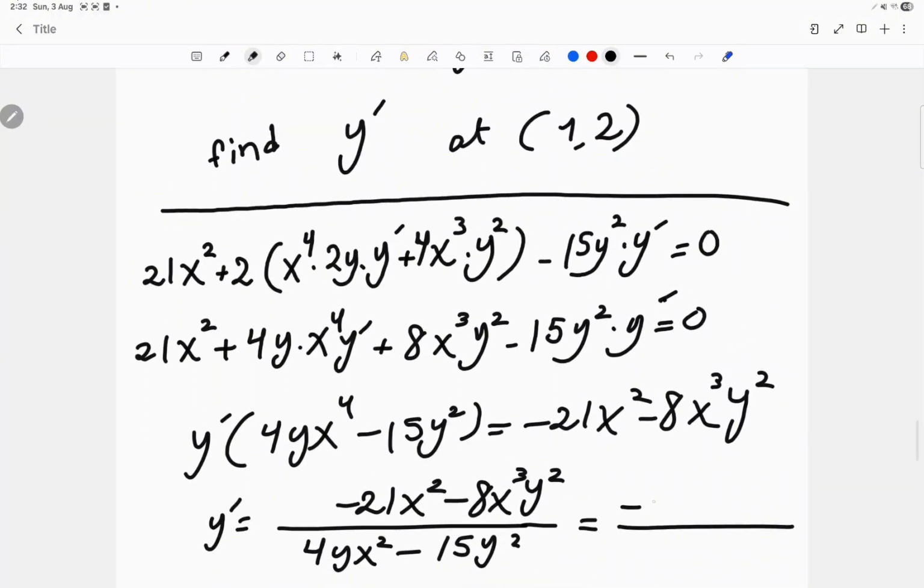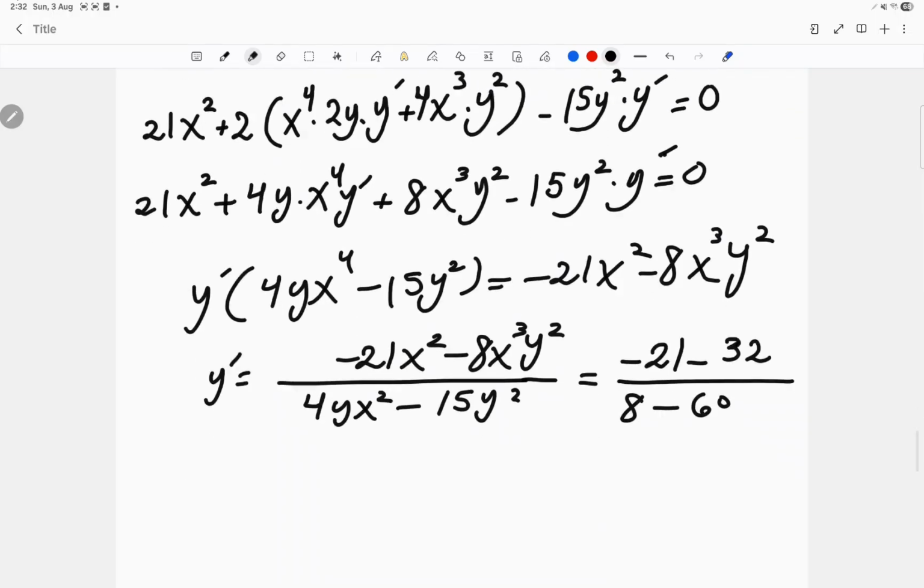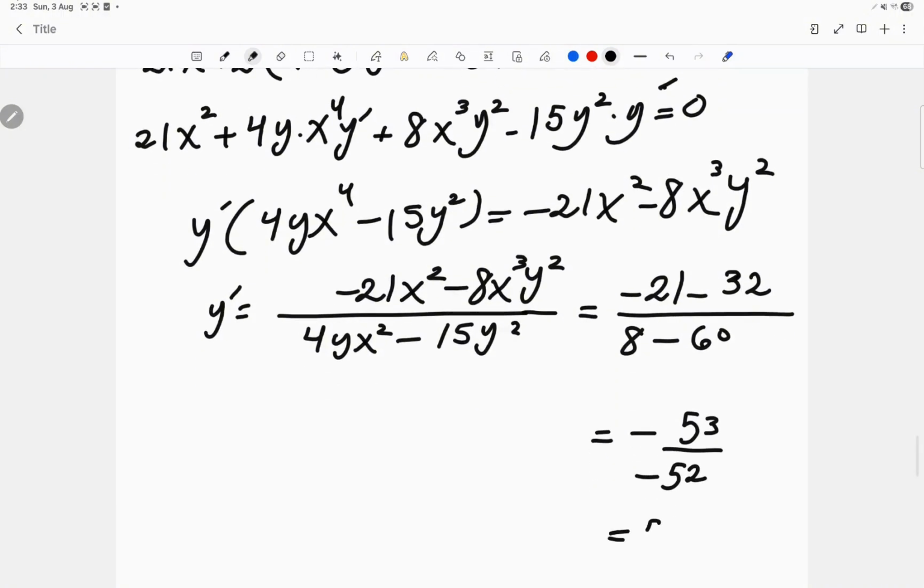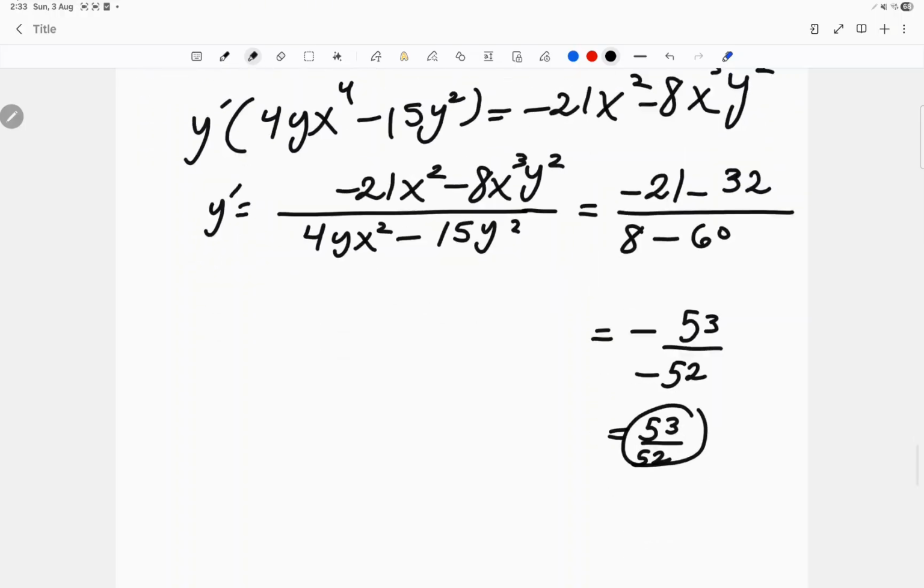Replace the x with a 1. Minus 8 times 1 times 4. What's 8 times 4? Exactly. And what's 4 times 2? 24. Yeah. And what's 15 times 4? 16. So minus 53 over minus 52, which means if you were correct, that's your answer. So much. Let's now do a different problem.